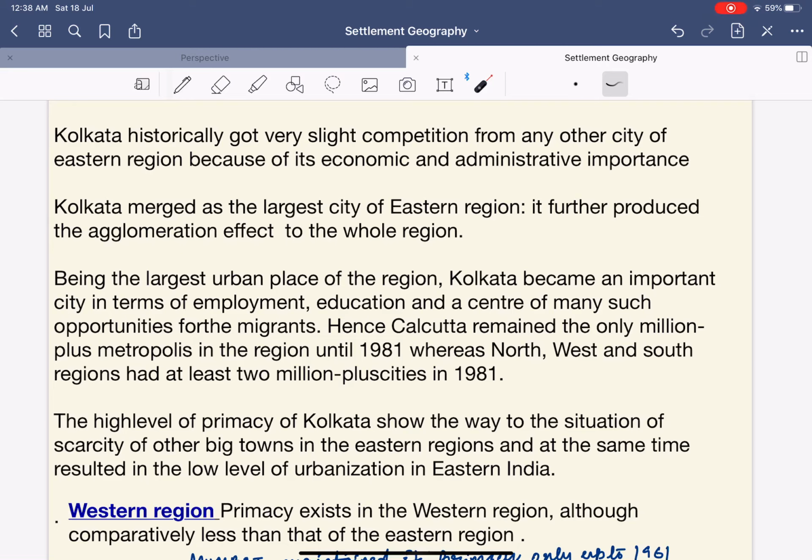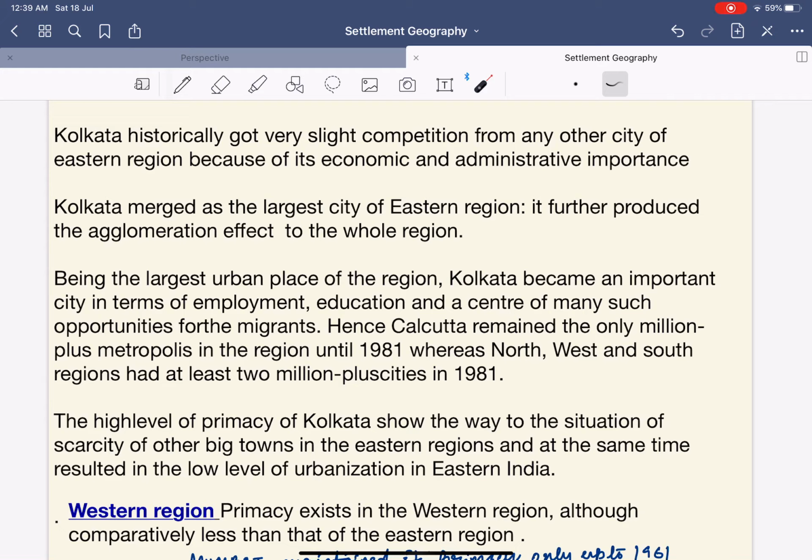At the same time, in the northern, western, and southern regions, at least there were two primate cities that were developing. But in the eastern region, it was only Calcutta that was developing as a primate city. Now, this is the problem. This was majorly the problem that when we say that eastern India has lesser urbanization when compared to western India, now understand this thing. Eastern India has lesser urbanization when compared to western India.